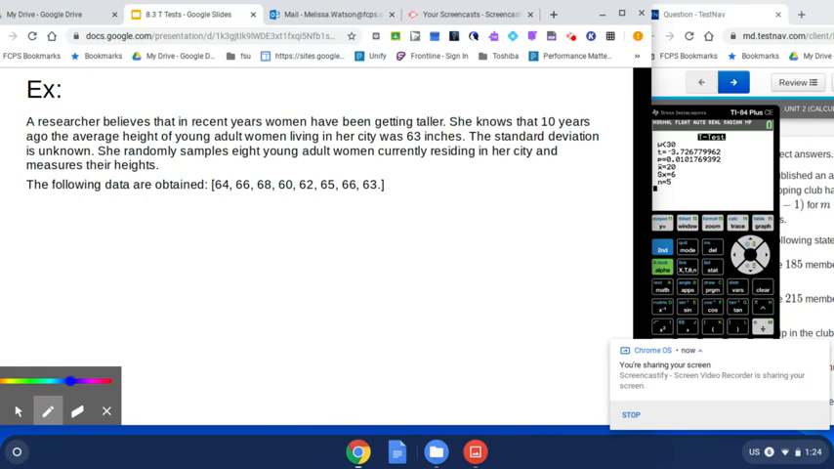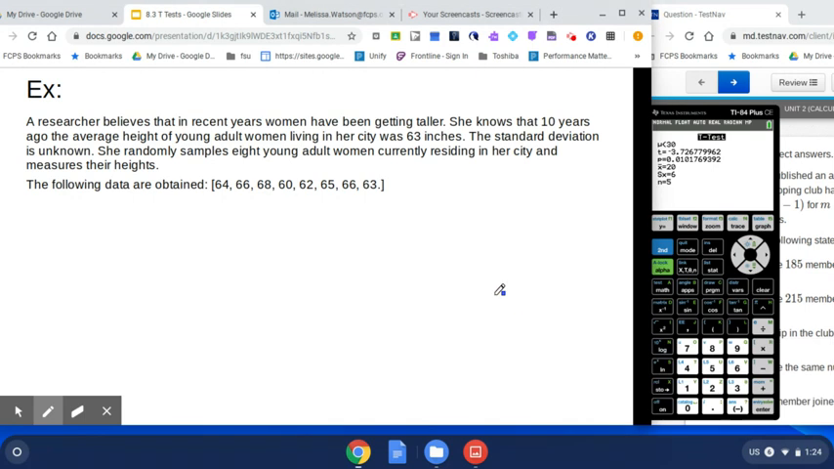The standard deviation is unknown. She randomly samples 8 young adult women currently residing in her city and measures their heights. The following data are obtained, and then it lists the 8 numbers from her sample, and those represent heights.